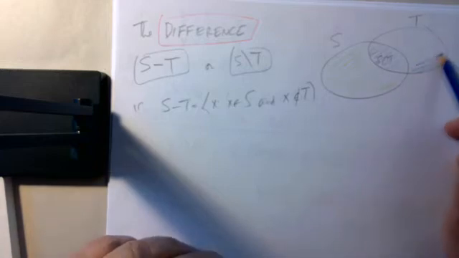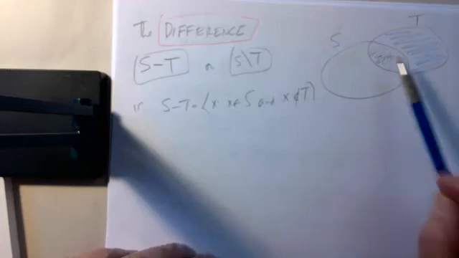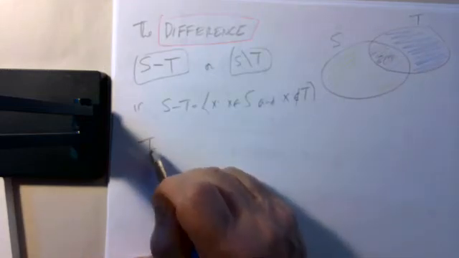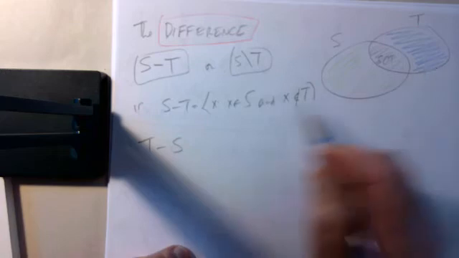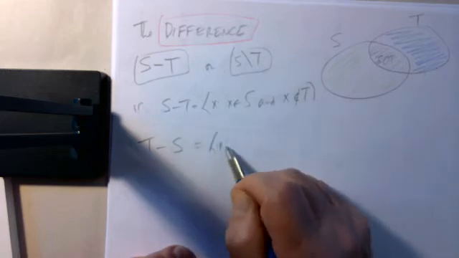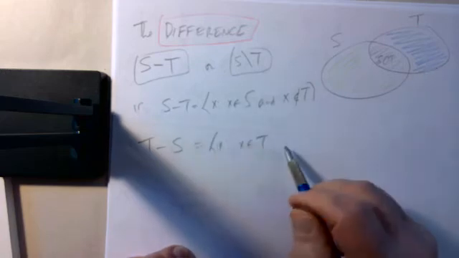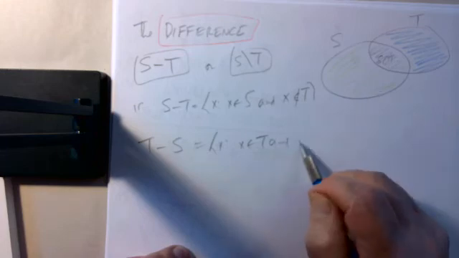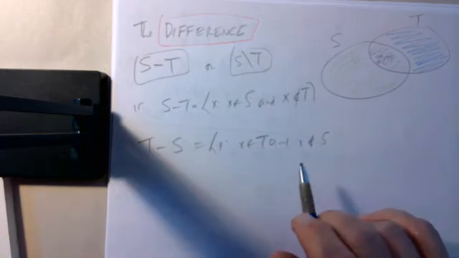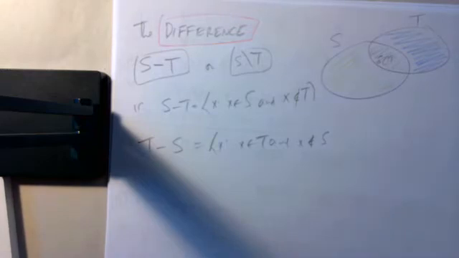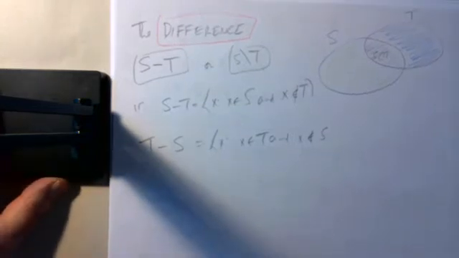What is this region that I'm shading in blue? These are all the elements of T that are not in S. So T minus S, which is this blue region, is all X such that X is in T and X is not in S. And again, there are lots of very pretty properties of this symmetric difference.